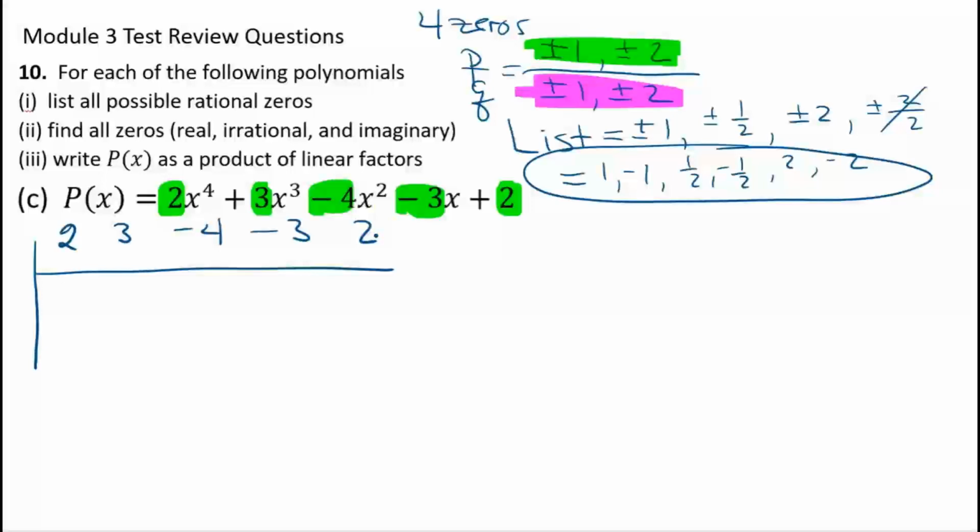order. Now what goes out front are the numbers that I'm trying to see if they're actually zeros. So I'm going to start with positive 1, but you could start with any number on that list that you would like. I always start with positive 1. So the 2 comes directly down, and you're doing synthetic division. 1 times 2 is 2 plus 3 is 5. 1 times 5 is 5 plus negative 4 is 1. 1 times 1 is 1 plus negative 3 is negative 2. And 1 times negative 2 is negative 2 plus 2 is 0.